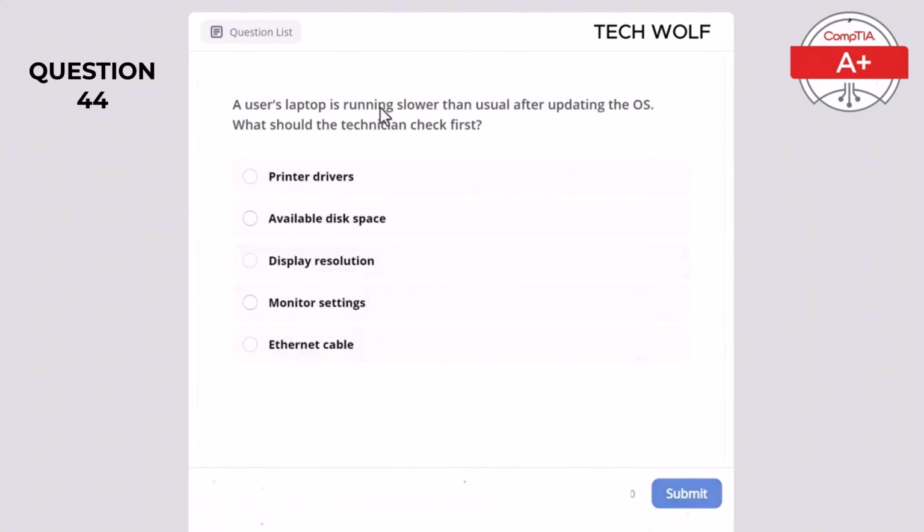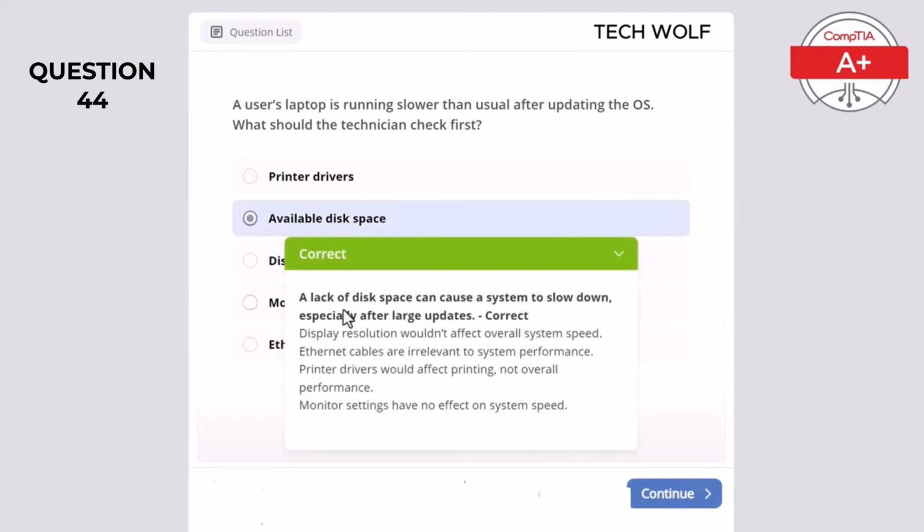A user's laptop is running slower than usual after updating the operating system. What should the technician check first? Printer drivers, available disk space, display resolution, monitor settings, or Ethernet cable. The correct answer here is available disk space. A lack of disk space can cause the system to slow down, especially after large updates.